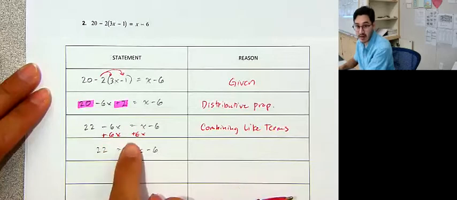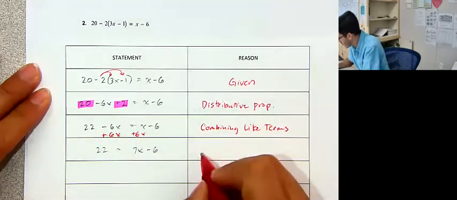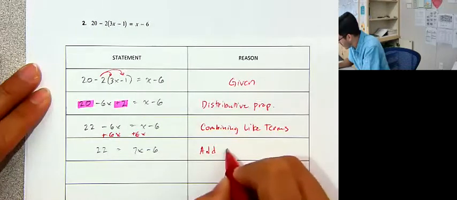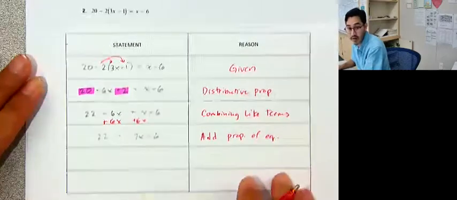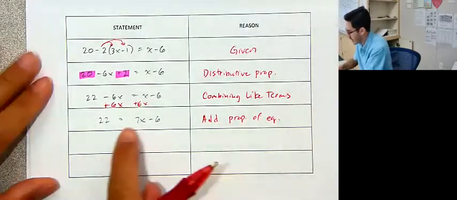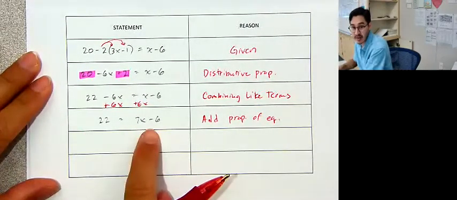Okay, so look back at the step I did here in red. I added the same amount to both expressions. So that's the addition property of equality. Okay. Now I'm thinking what my next step is going to be.